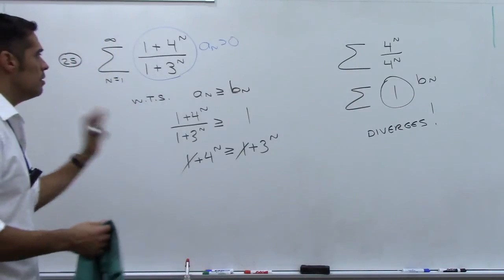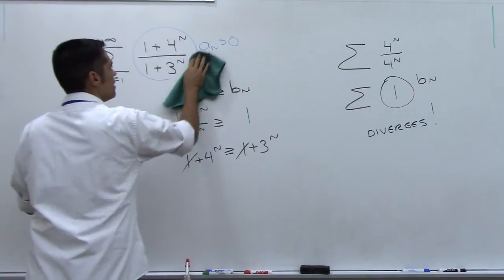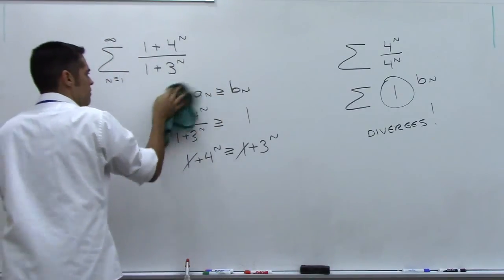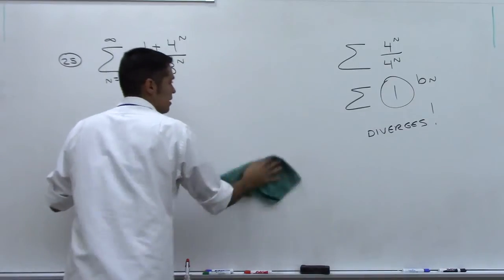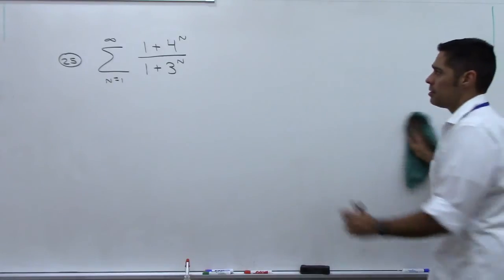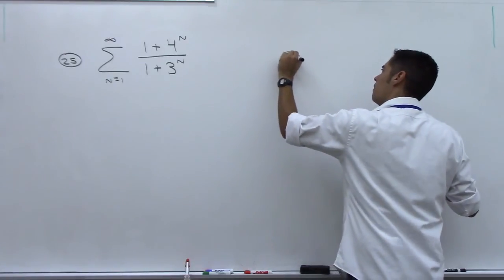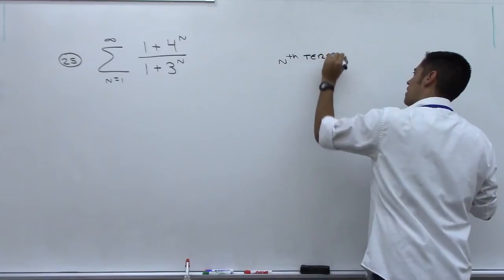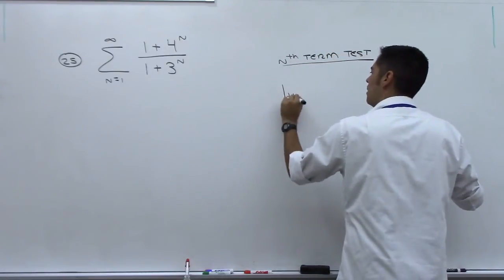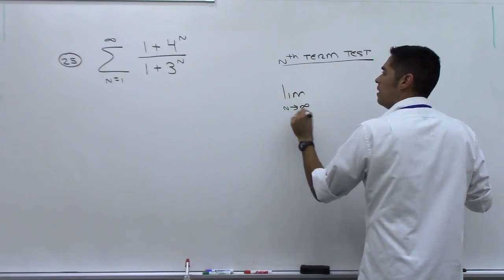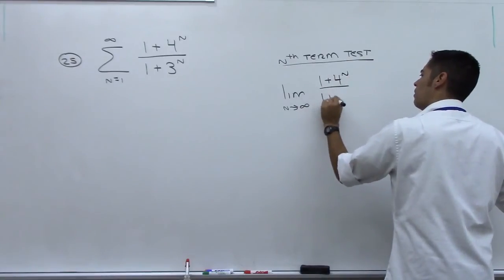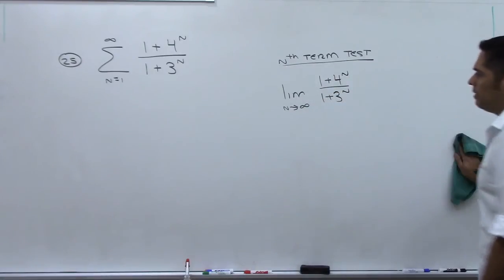So I've shown you how you can do it, but let me take a step way back to the beginning of the problem. Because what happens is you get so embedded in what you're trying to do that you lose sight of something very simple in the very beginning of the problem, which is the very first test on our list of tests, the nth term test. The nth term test says take the limit as n goes to infinity of the sequence you have here, 1 plus 4 to the n over 1 plus 3 to the n, and figure out what happens.